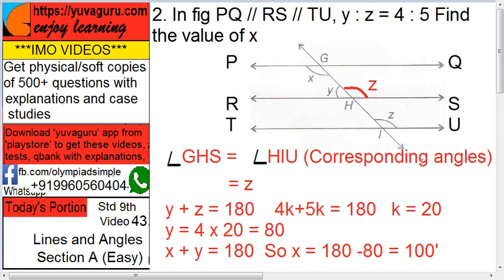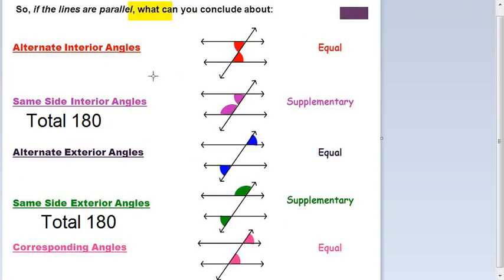Now what are corresponding angles? See here, there are basically 5 types of angles when the lines are parallel. Remember, why am I talking about parallel? Because we are concerned only about parallel lines now. When the lines are parallel, alternate interior angles means they form the Z like this. These two angles are always equal. Same side interior angles means on the same side, so these angles form 180 degrees, supplementary.